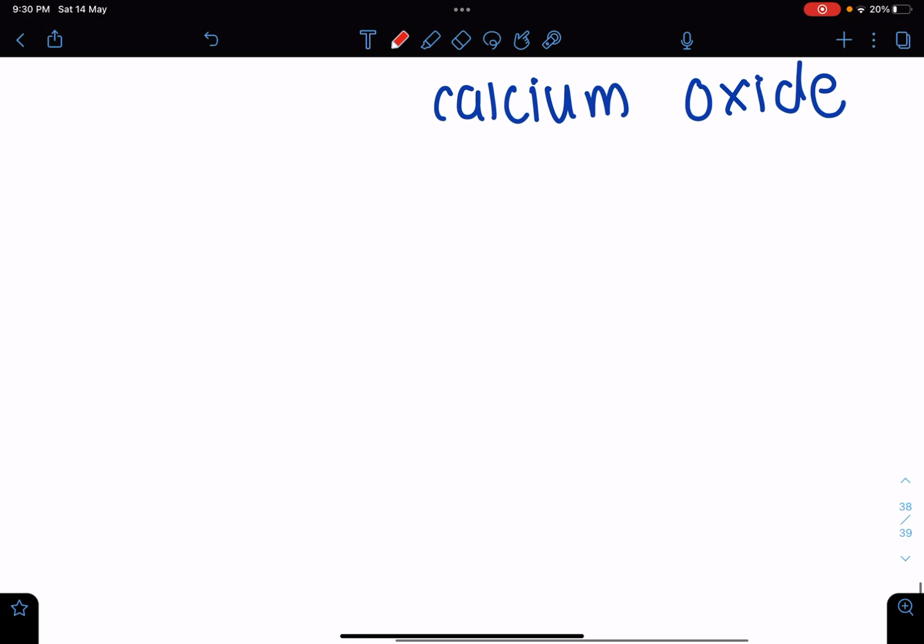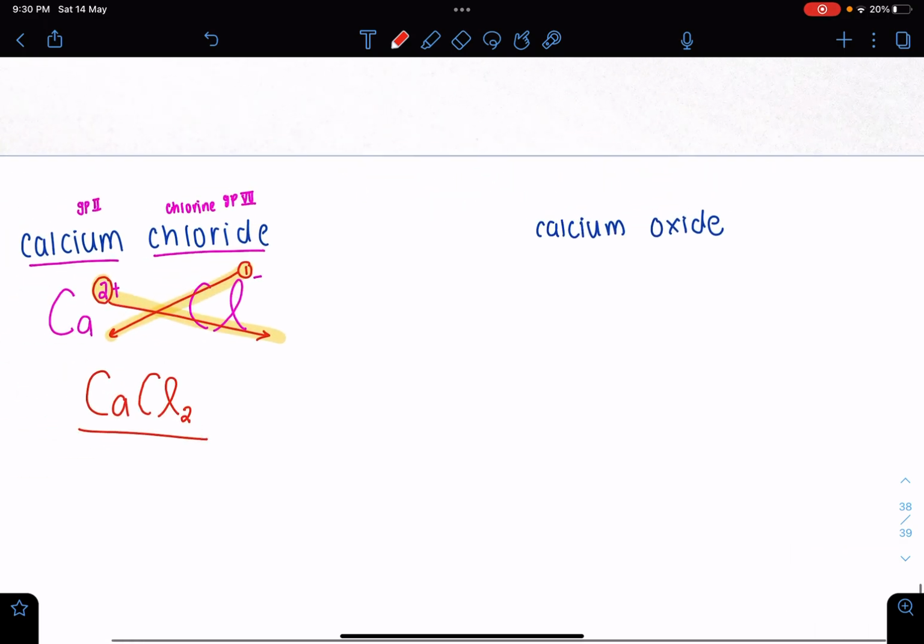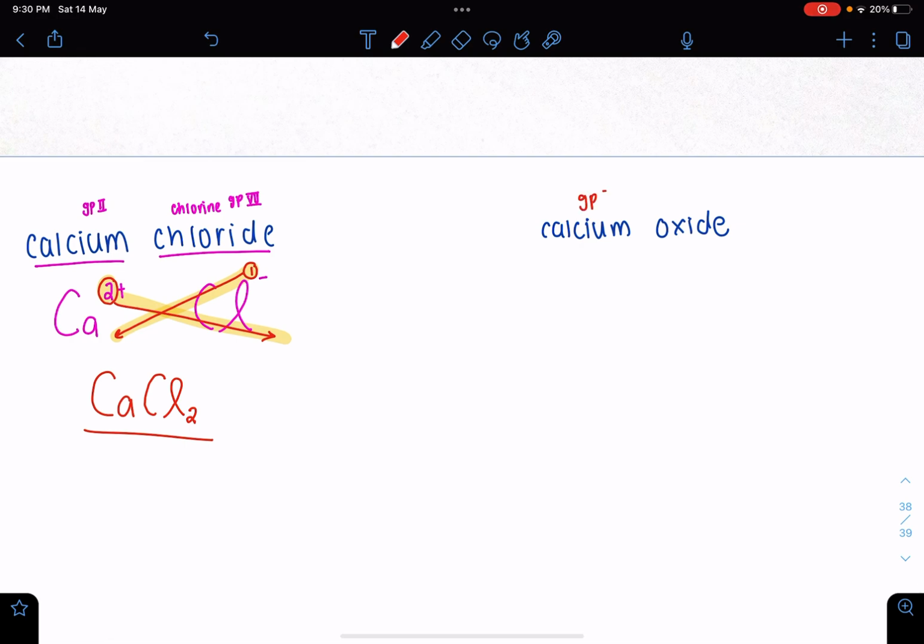Let's look at another example, calcium oxide. As mentioned, calcium is in group 2, so its charge will be 2+. Oxide, if you look in the periodic table, comes from oxygen. This is a group 6 element, so in group 6, the charge will be 2-.